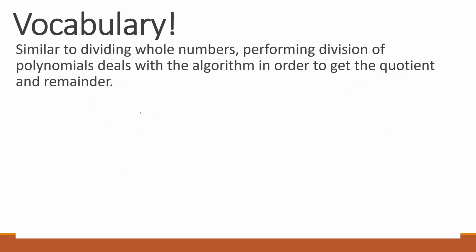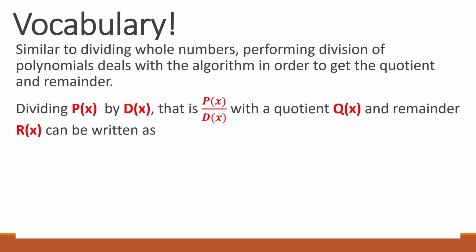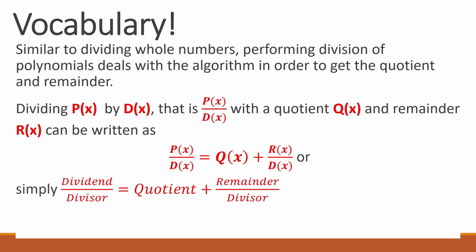In dividing whole numbers, it is the same when we divide polynomial expressions. We have the dividend, divisor, quotient, and remainder. So, dividing p of x by d of x, p of x is what we call the dividend, and d of x is the divisor, with the quotient q of x and the remainder r of x. It can be written in this form: p of x divided by d of x is equal to q of x plus r of x over d of x. That is, dividend divided by divisor equals the quotient plus the remainder over the divisor.